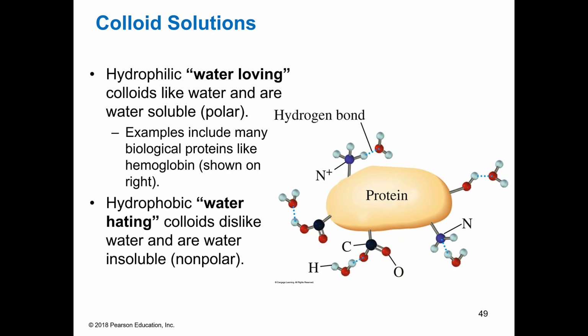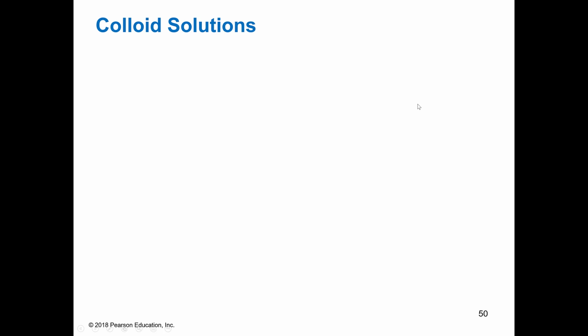So colloidal solutions can be hydrophobic or hydrophilic. The hydrophilics like water, and so they're polar. You have a lot of biological materials such as hemoglobin, as they've got here, that is a colloid and is going to be suspended in your blood plasma. Hydrophobic, or water-hating, colloids are going to be insoluble in water, and they are going to be things that would be suspended in a nonpolar solvent.